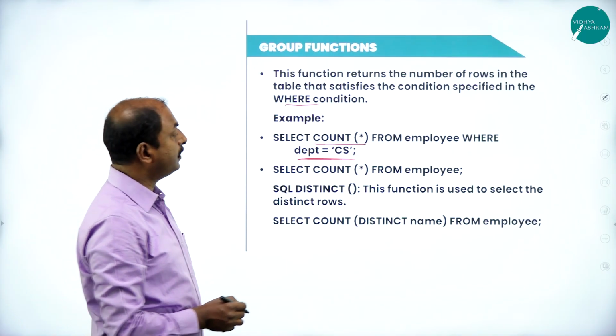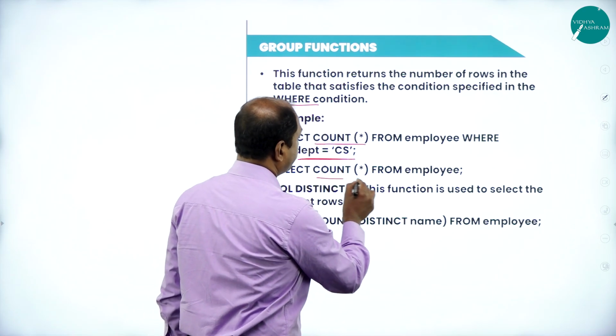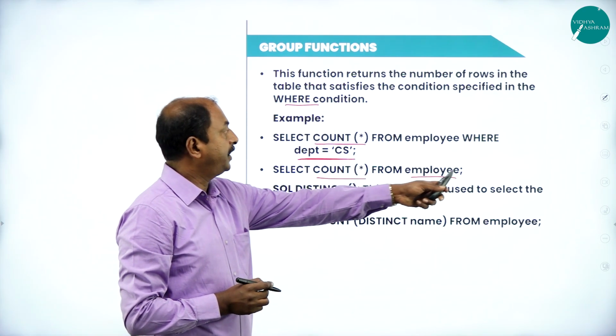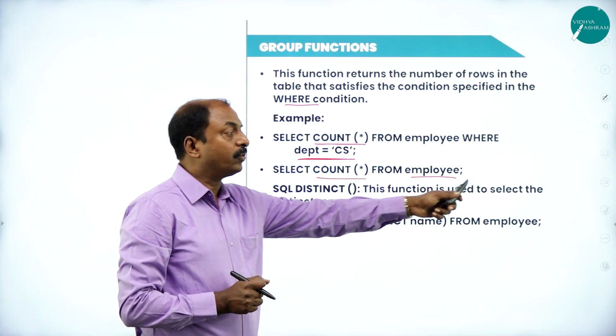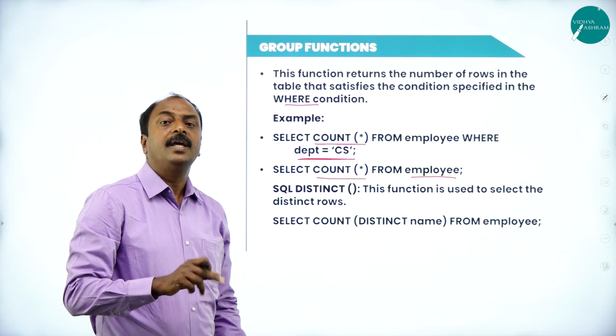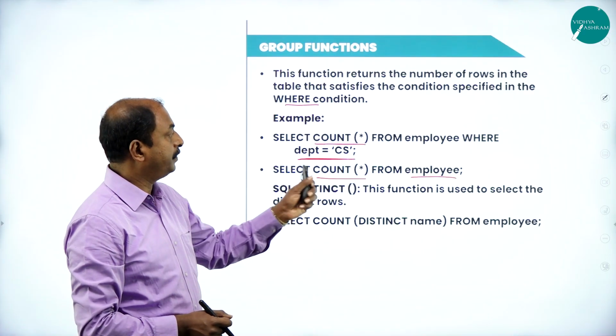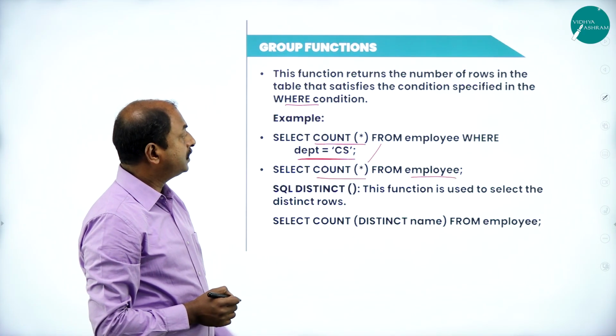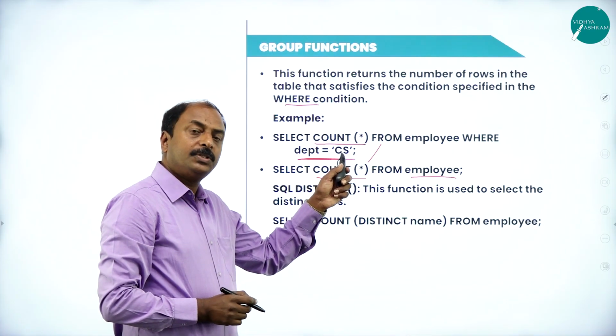Another example: select count star from employee. We use a star here and there is no where clause, so it is going to count and display the number of records in a table. And in the earlier example, it displays the number of records where the department is equal to CS.